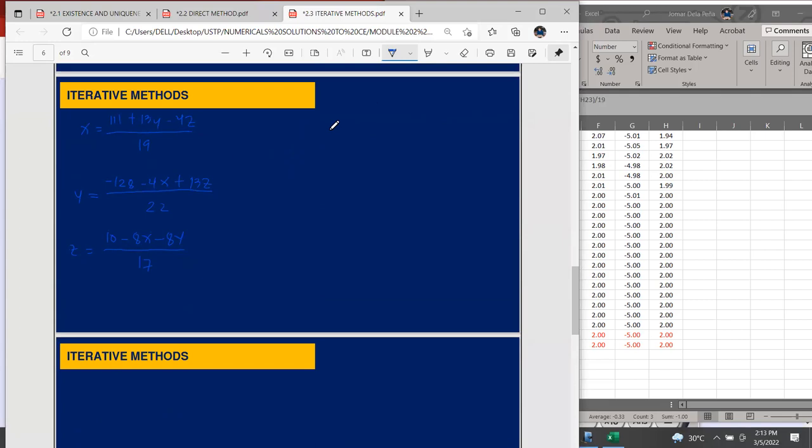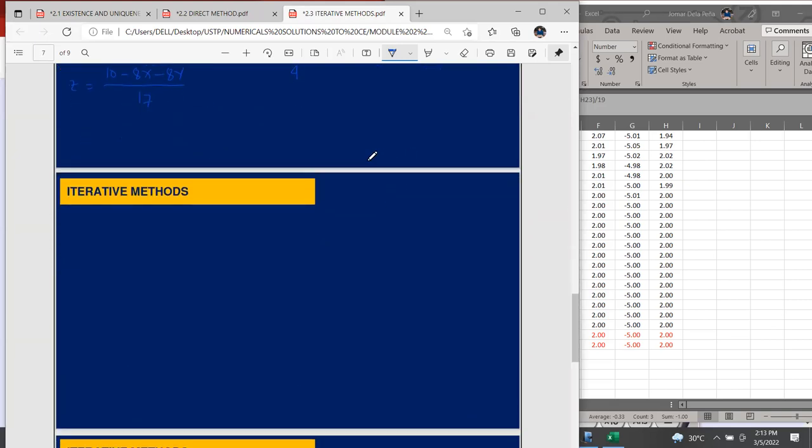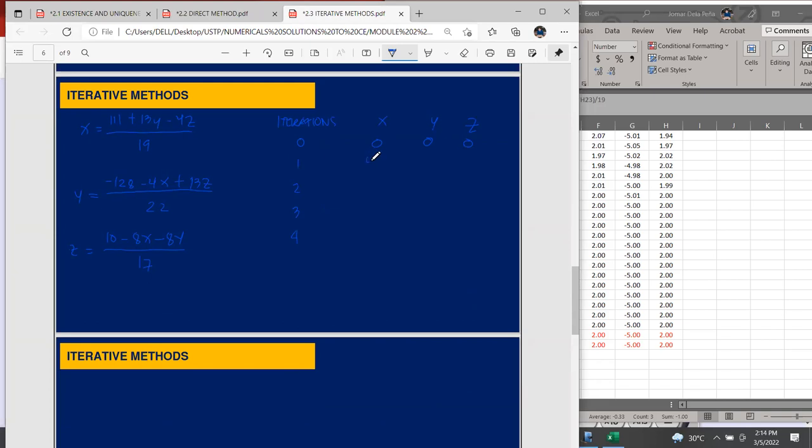Gauss-Seidel method, no? Say, we have this is our iterations. Iteration 0, we have the x, y, and z. 1, 2, 3, 4. So initial 0, 0, 0. Okay. So first, solve nato si x. Kung 0 ang initial, so makuha nato 5.842.